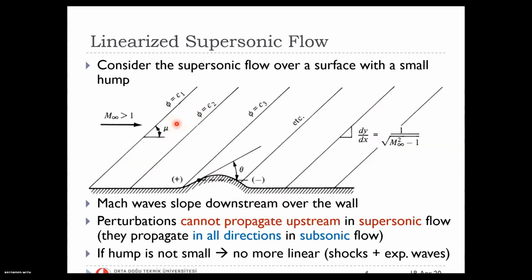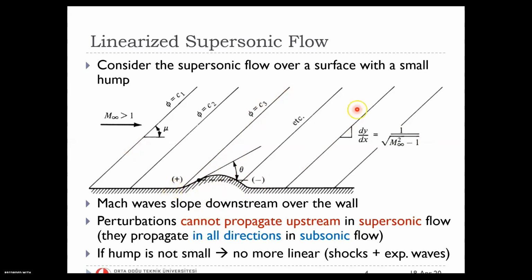So first of all, you should realize that these phi hat constant lines have a slope in the downstream direction over the wall, because their slope is defined as 1 over square root of M infinity squared minus 1. If you have a supersonic flow here, then they become positive, and as a result they are sloped downstream over the wall, which means that any perturbation that's generated on the wall due to the hump will not be able to propagate upstream.